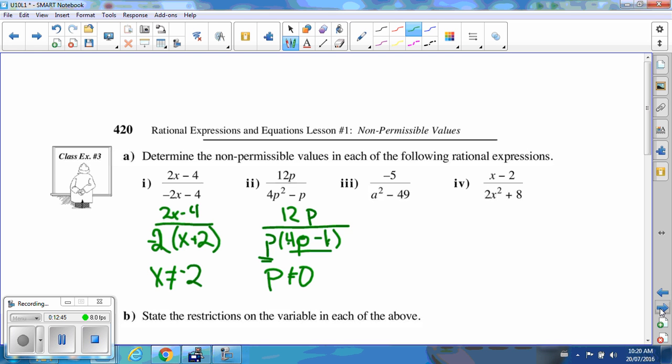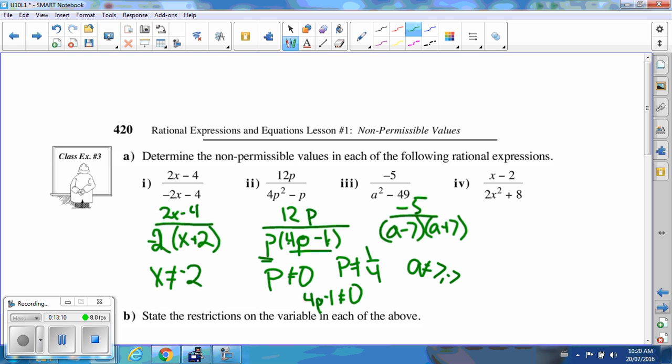Or you could go 4p minus 1 is not equal to 0, and then add 1 to both sides, and then divide by 4. You get p cannot equal +1/4. Either way you get there works. This one is my completing the square. That's going to be that. So a cannot equal 7 or -7.